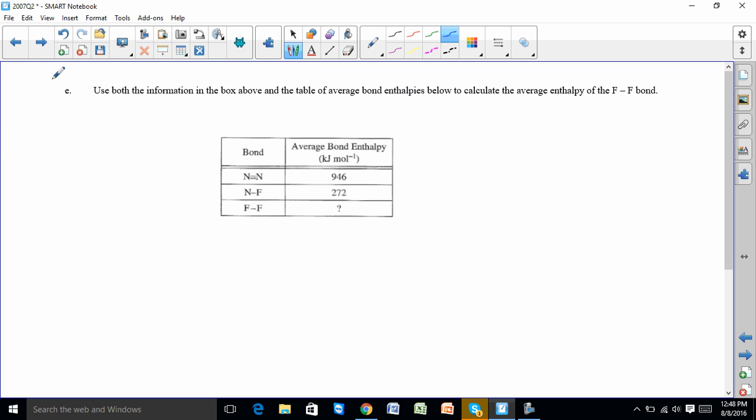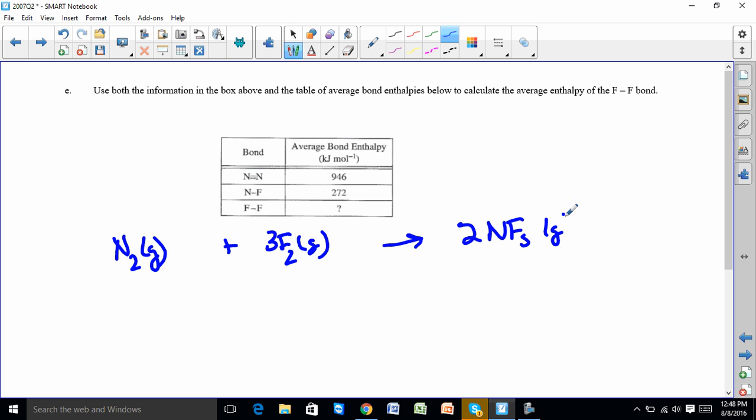Because we're going to use this weird equation. If I draw this picture, N2 gas plus 3F2 gas goes to 2NF3 gas. So N2 is actually this. Trust me on that. Here's why.